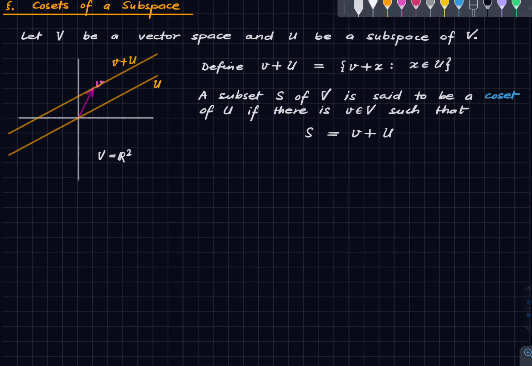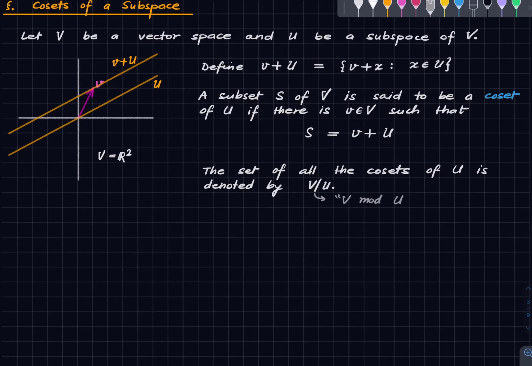So this is just the definition of a coset, and the set of all the cosets is denoted by this symbol. And how do we read it? We read it as V mod U. So just some definitions and notations, nothing very complicated going on.